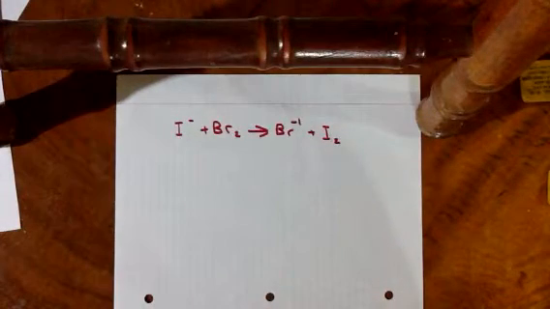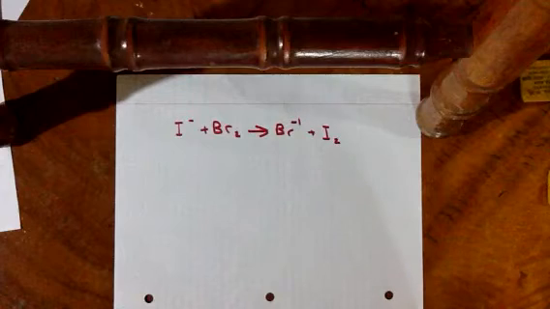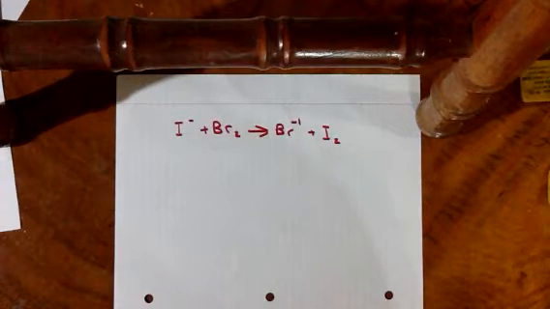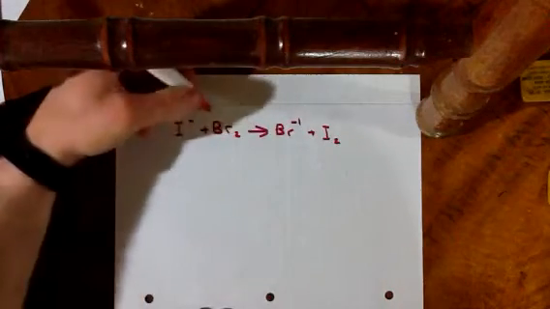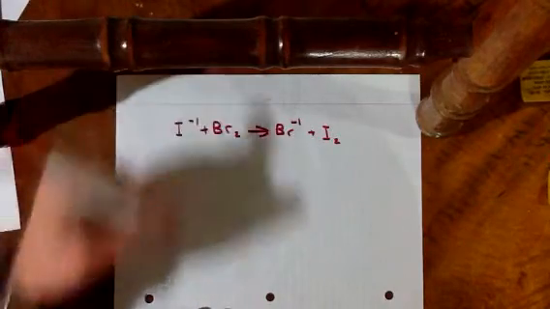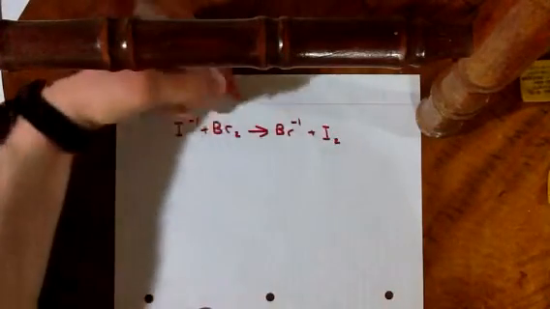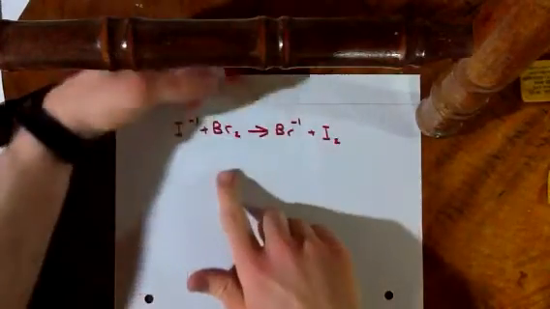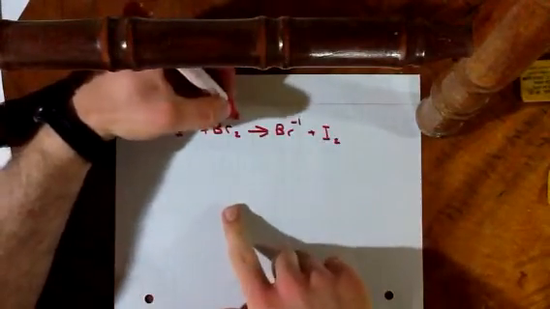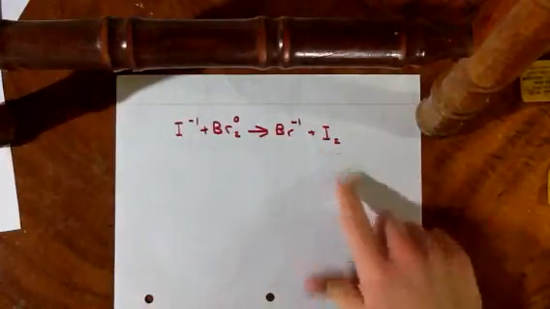So our first step is to write the oxidation states or the charges above each of these species. So iodide, as the ion, has a charge of -1. Bromine is a diatomic element, that's why it has a 2 as a subscript. And since all atoms are neutral, it has a charge of 0. Same thing goes for iodine.